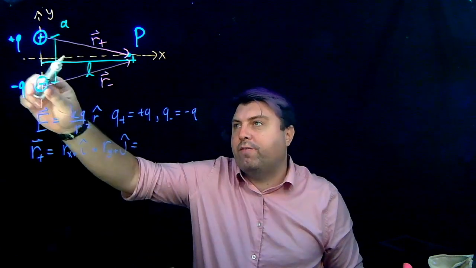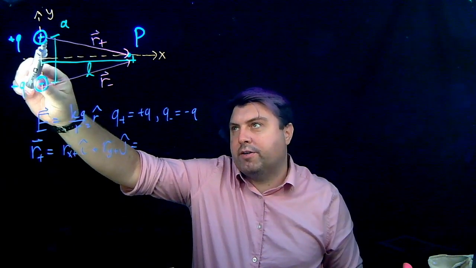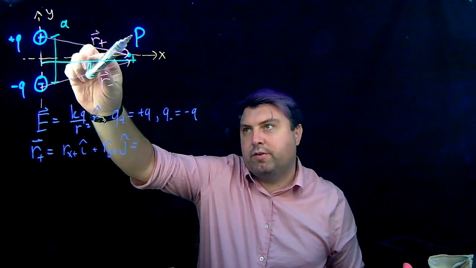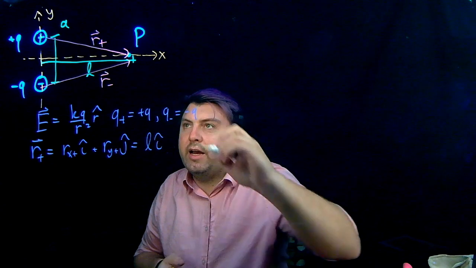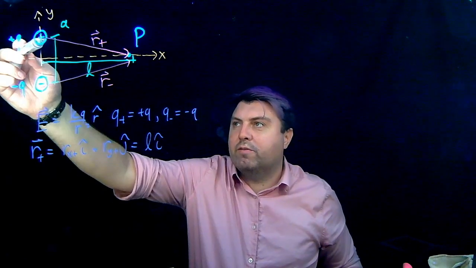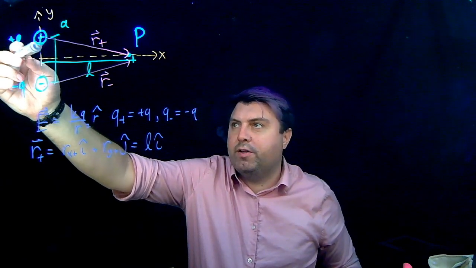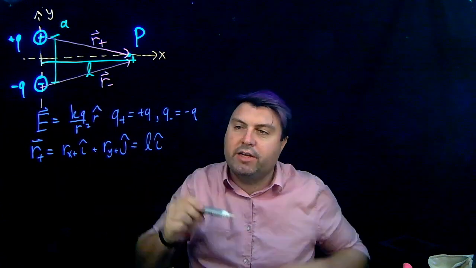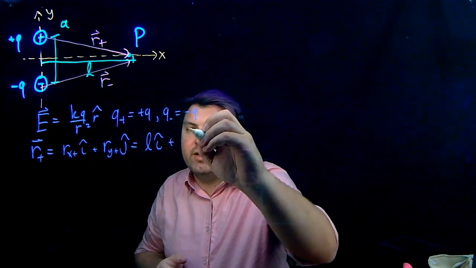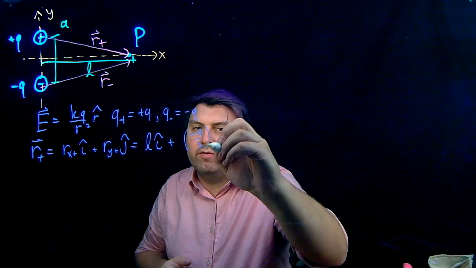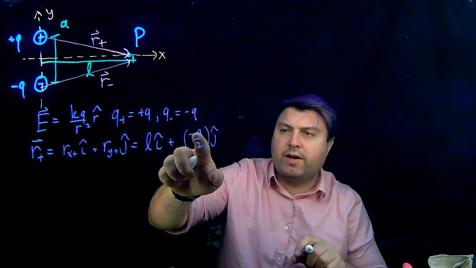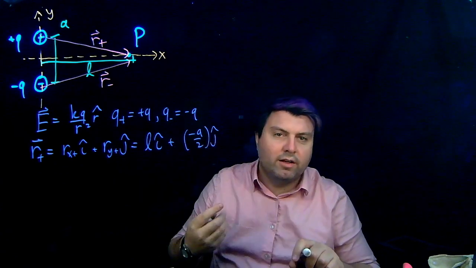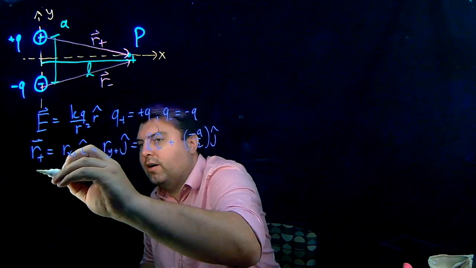So how do we do that? Well, we can find out how far we need to go in the x direction from here to here. This is a distance L, so we say L I hat. And then in the y direction, we need to go from here to here, so we actually need to go down. So this is going to be plus negative A over 2 J hat. Mathematically, we do not care whether the minus is here, here, or here. It's all the same.